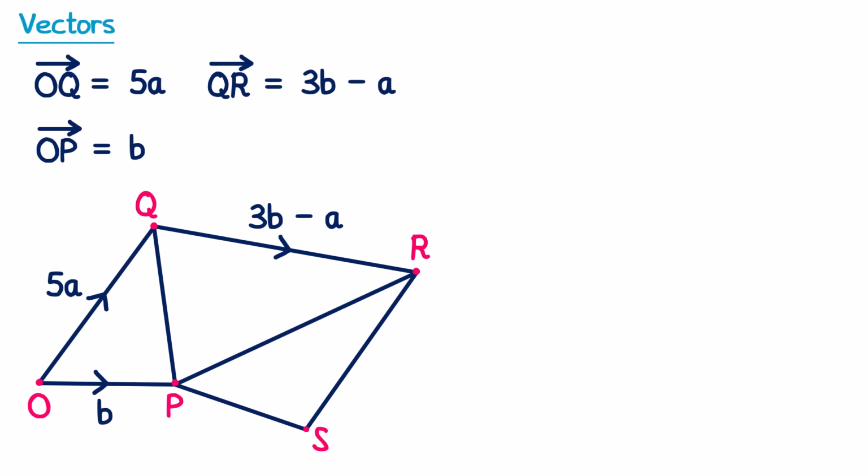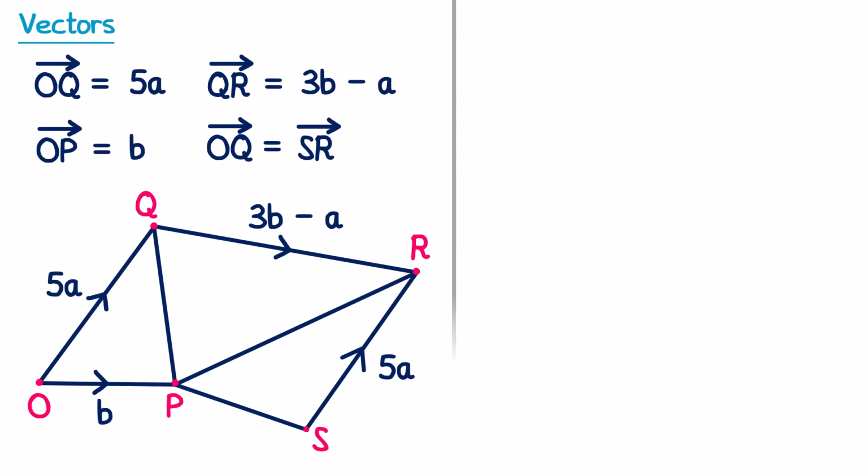To get from O to Q is 5a. QR is 3b minus a, and once again that's on the diagram, and so is from O to P being equal to b. Then sometimes they give you extra information that you need to use. For example, the vector from O to Q is the same as the vector from S to R. We can see the vector from O to Q on the diagram, that's 5a. So the vector from S to R must also be equal to 5a.